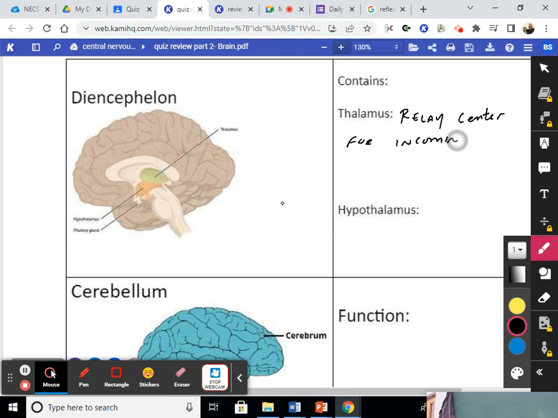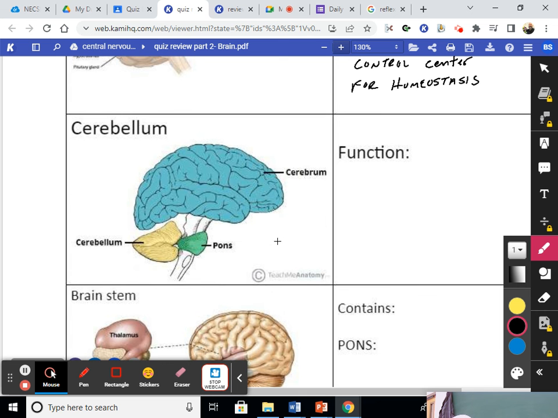For incoming sensory info, signals. And the hypothalamus is the control center for homeostasis. Remember, homeostasis is our ability to control everything inside the body, right? Keep everything normal and constant, right?